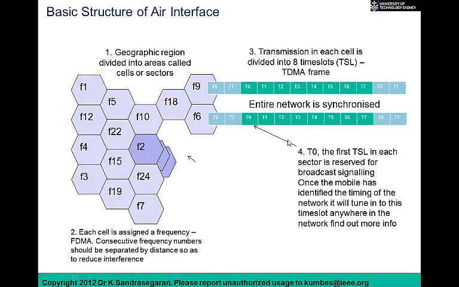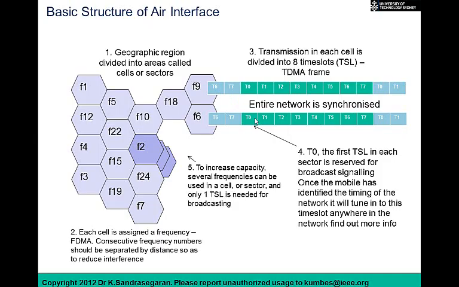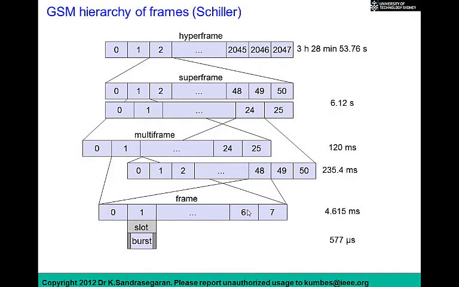And then the other important thing that I have not mentioned so far is that usually the first time slot is referred to as the T0 time slot, and that is used for the purposes of signaling. Also, to increase capacity in a cell, we could allocate several frequencies to a particular cell. These time slots that we talked about are referred to as physical channels. In the next slide we're going to have a look at how time slots are arranged.